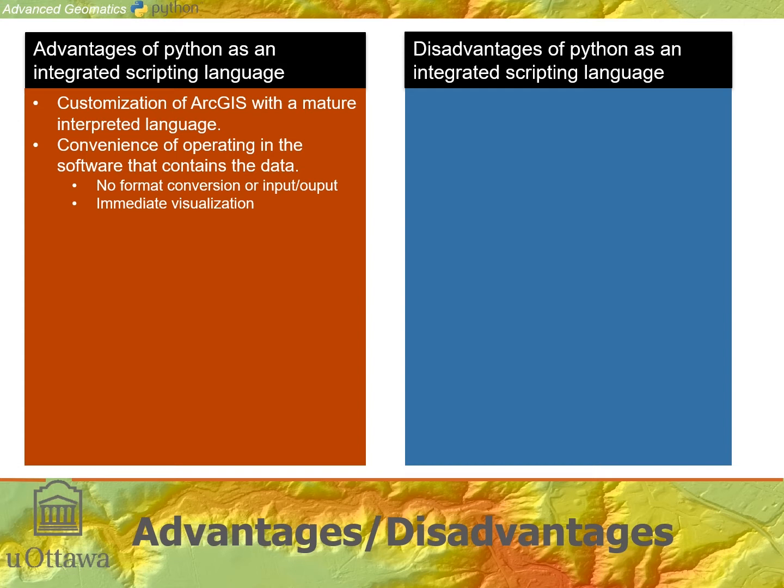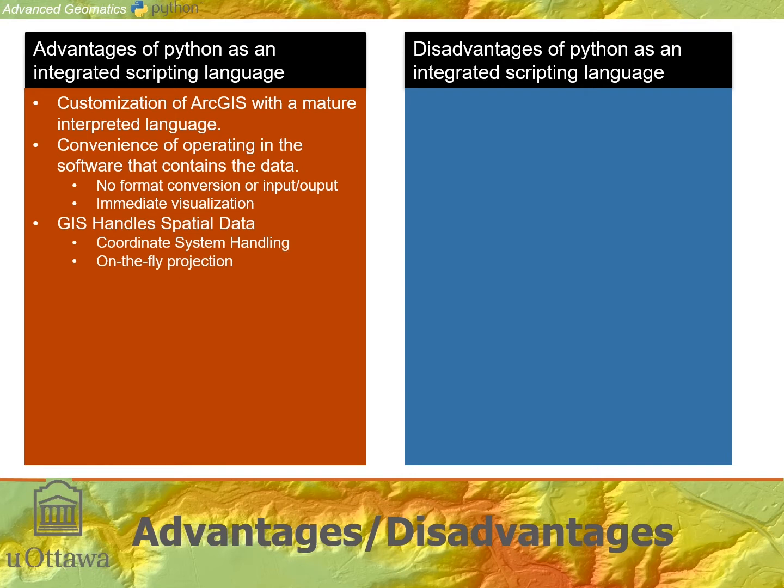So you don't have to worry about data input and output when you're working with Python in ArcGIS, because the data is already there. ArcGIS knows how to handle the data. You don't have to write any particular input-output scripts to input or output certain formats of data. So no format conversion. You get immediate visualization this way as well. Once you run a Python script, you can immediately see the results as a layer, table, etc.